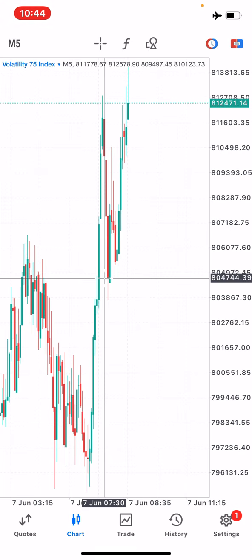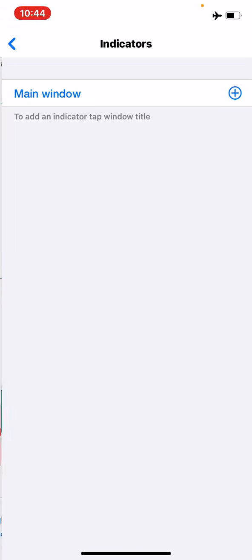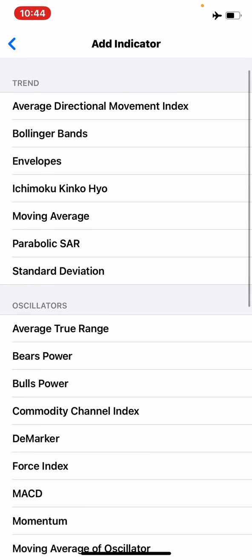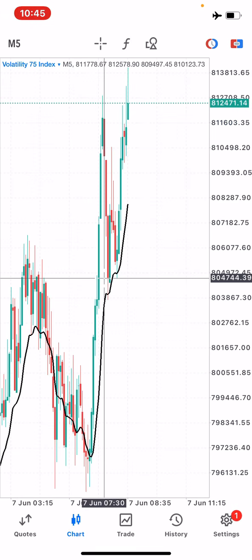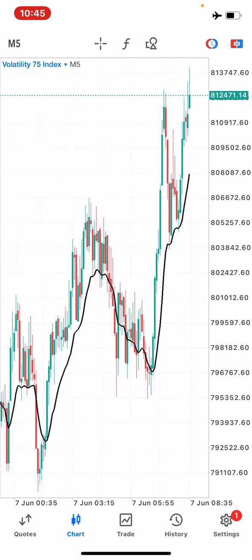Okay, so I'm going to go to indicators, then I'm going to install the first indicator that we need, which is a moving average. And this moving average has the following settings. It has a period of 11, a shift of 0, a method of exponential, and then apply to low. And then on the styling for this indicator, I have chosen the color black because I have a white background, so it really pops out that much. Okay, then I'm going to click done. As you can see, we have a black line running across our charts.